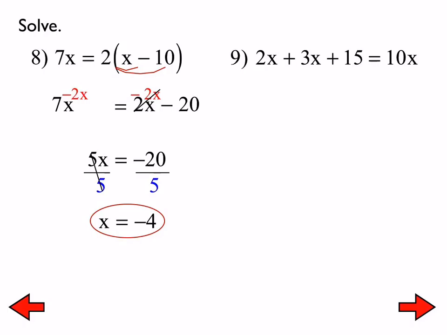Number 9, we now have 3 terms that have x. Now, you're just going to do the same thing. We all know how to combine like terms, right? Put all of the x terms together, but just keep in mind that the 10x is on a different side of the equation. So let's go ahead and put the ones on the left together first. What's 2x plus 3x? 5x. So we have 5x plus 15 equals 10x. Now it kind of looks like what the rest of the ones we've been doing today, right?